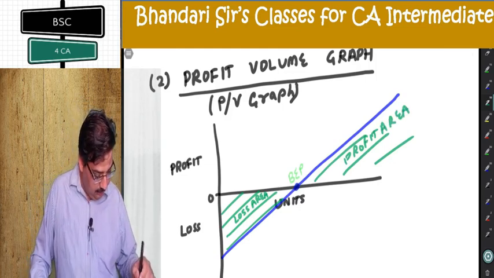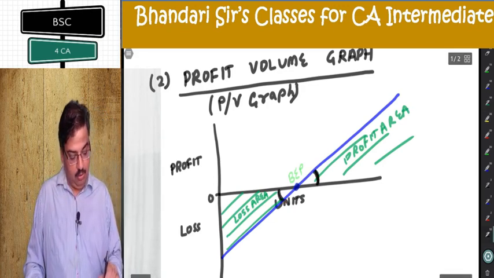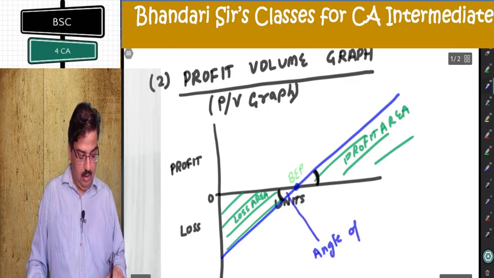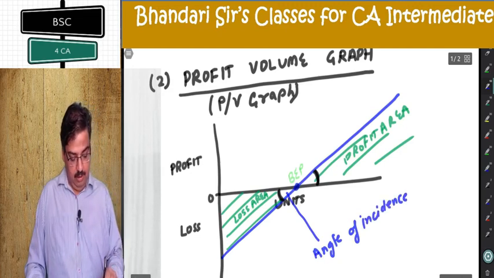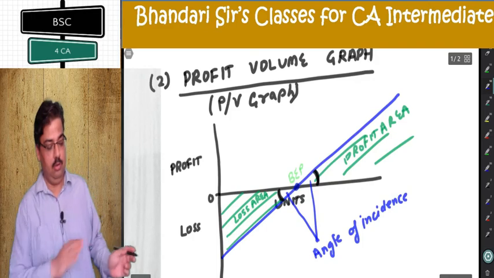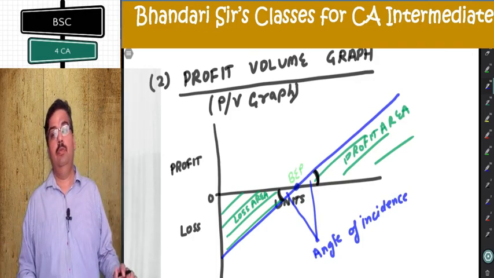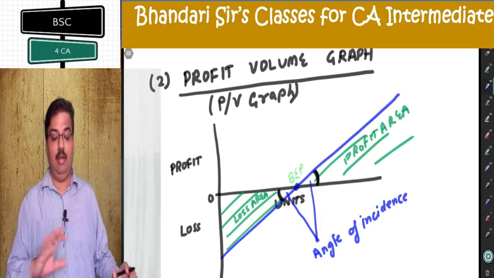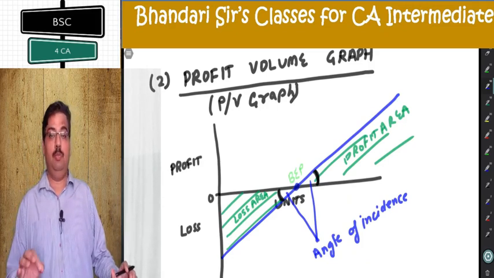Now again, this angle is called the angle of incidence. Being vertically opposite, it is there also. With the origin, with the baseline, you have the angle of incidence. This is the second graph, the profit volume graph. I hope this much is clear.